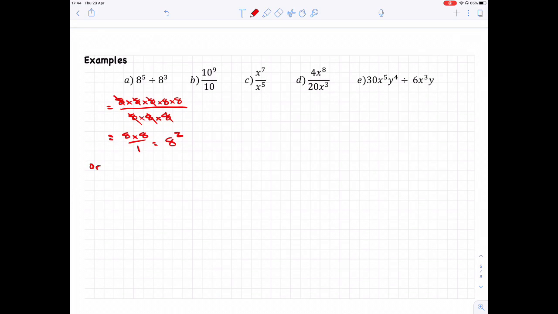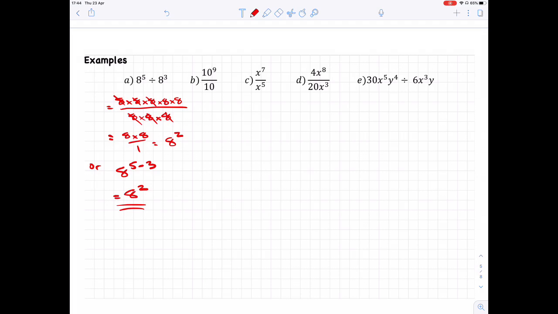If we use our index laws, we can just go 8 to the power of 5 divided by 8 to the power of 3. We have the same base, so we have 8 to the power of 5 minus 3, which is equal to 8 squared. You can see, again, it's a much quicker way to do that. Now let's look at our next example.